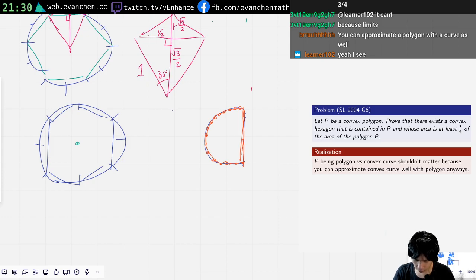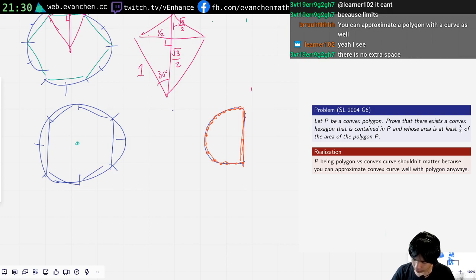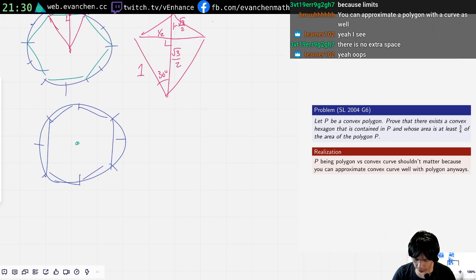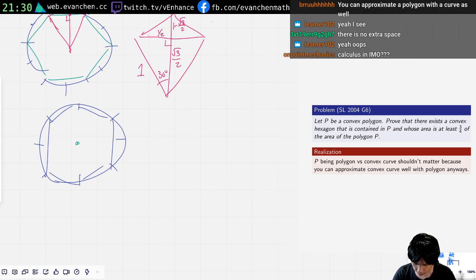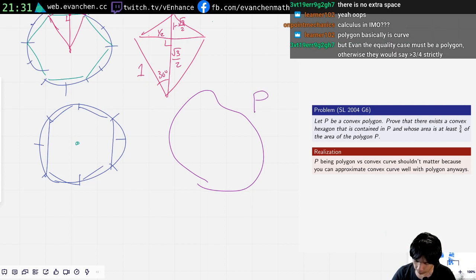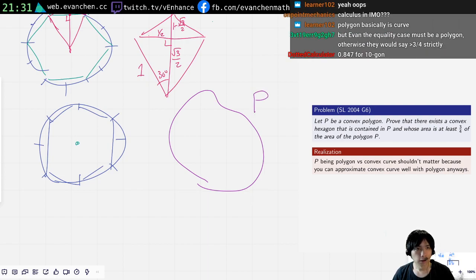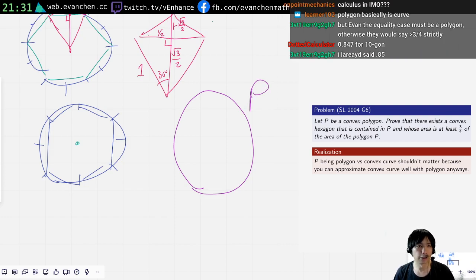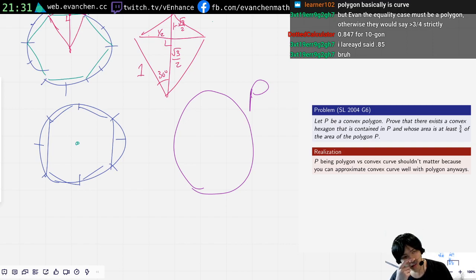Okay, so what that means is, until I see a reason that the vertices matter, which is possible (I'm not saying it's impossible), for now I'm going to imagine that P is just some convex blob, and I want to put a polygon inside it. I want to put a hexagon inside that tries to get as much of the area as possible. All right, how can I do that?